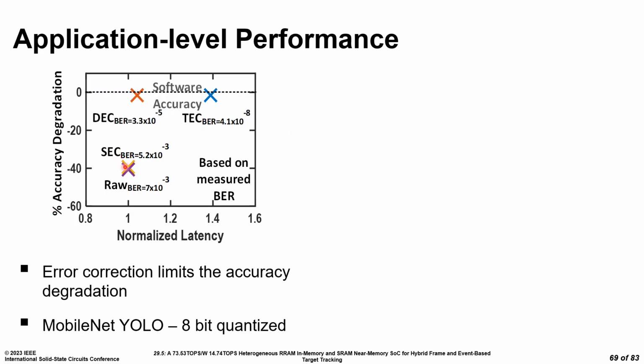So coming back to the problem of variation-induced degradation, the raw bit error rate of 7 times 10 to the minus 3 causes a massive 40% reduction in accuracy for MobileNet YOLO. Single error correction is not enough to suppress this bit error rate. Double error correction suppresses the bit error rate by 2 orders of magnitude and keeps the accuracy degradation to less than 1%. Triple error correction can be used if the bit error rate is even worse, as it might be with the retention problems in RRAM.